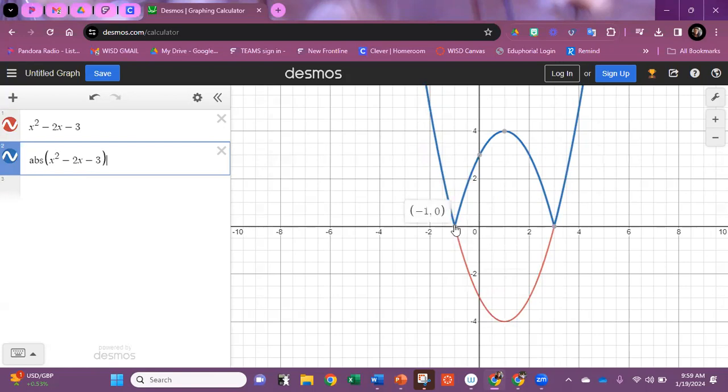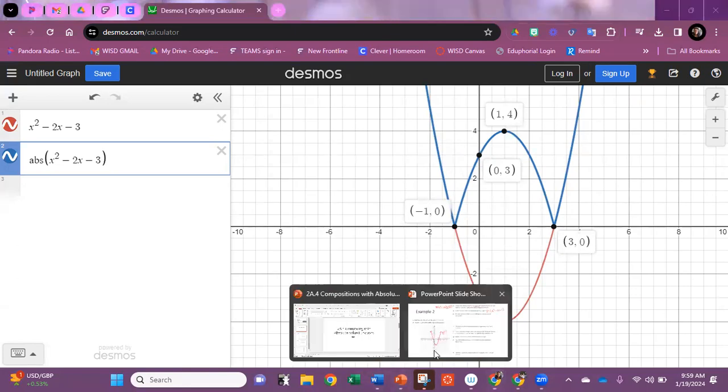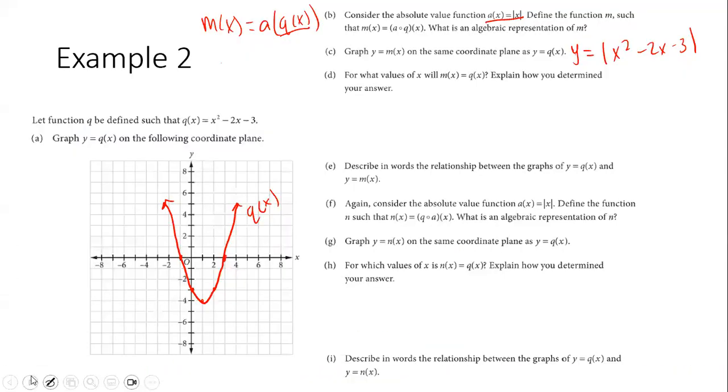So all from -1 to +3, all of their negative Y values now became positive. So now I'm still at -1, but now I'm at 0, 3, 1, 4. What is that? 3, 0. And that's my new. Yep, so we're going to graph it. So we're going to go back to our graph.